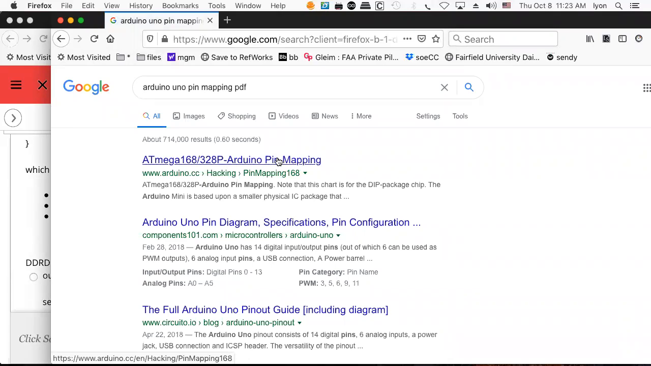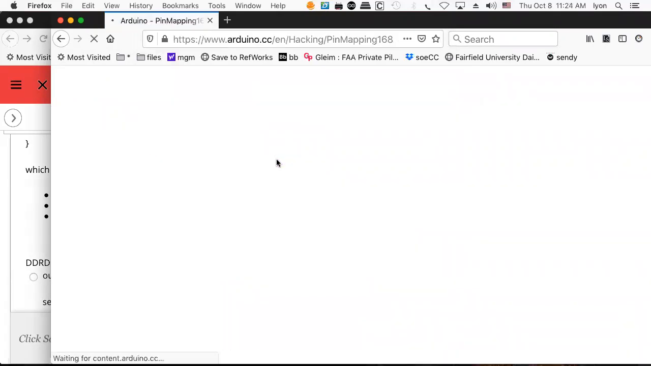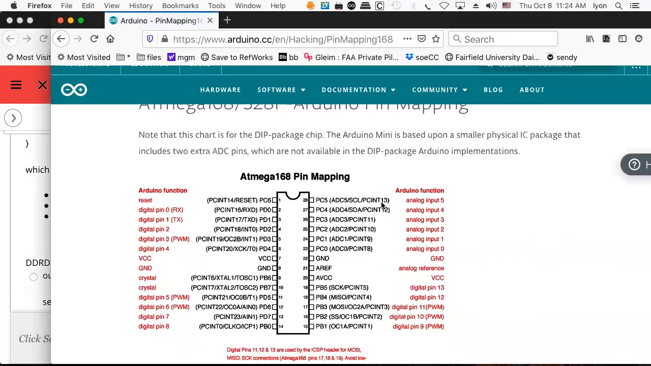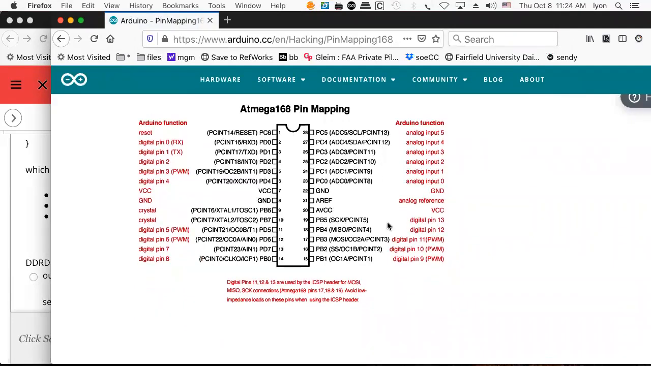Well, that's the pin mapping for the 168. It's probably the same. Oh, well, here you go. So now you can see port D, port B, and port B0 corresponds to digital pin 8. That's the confusing part, right?